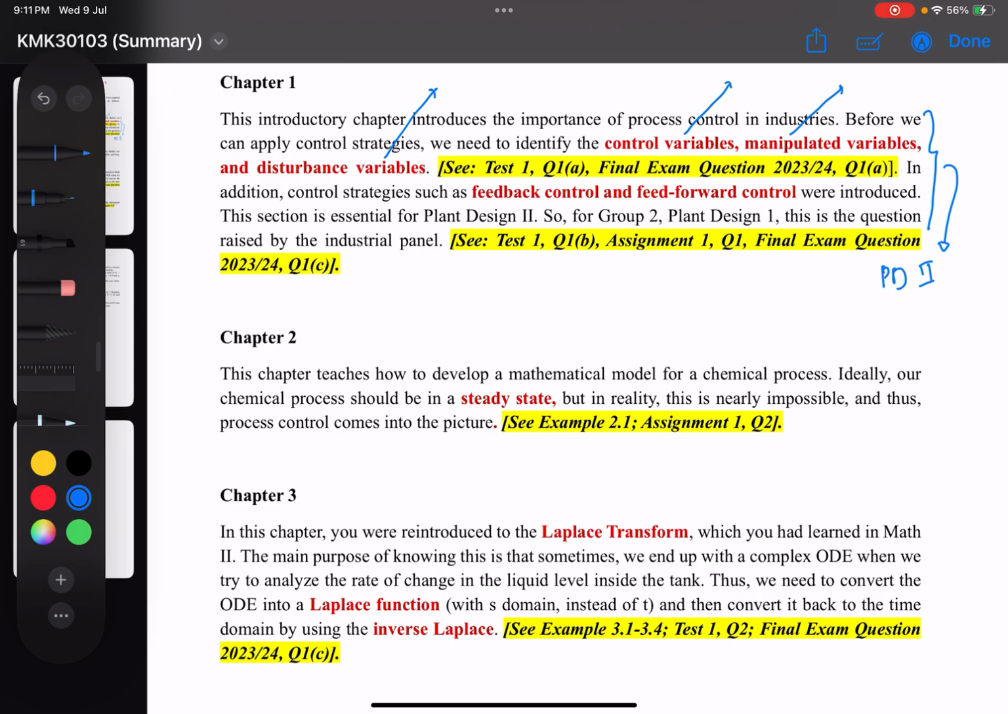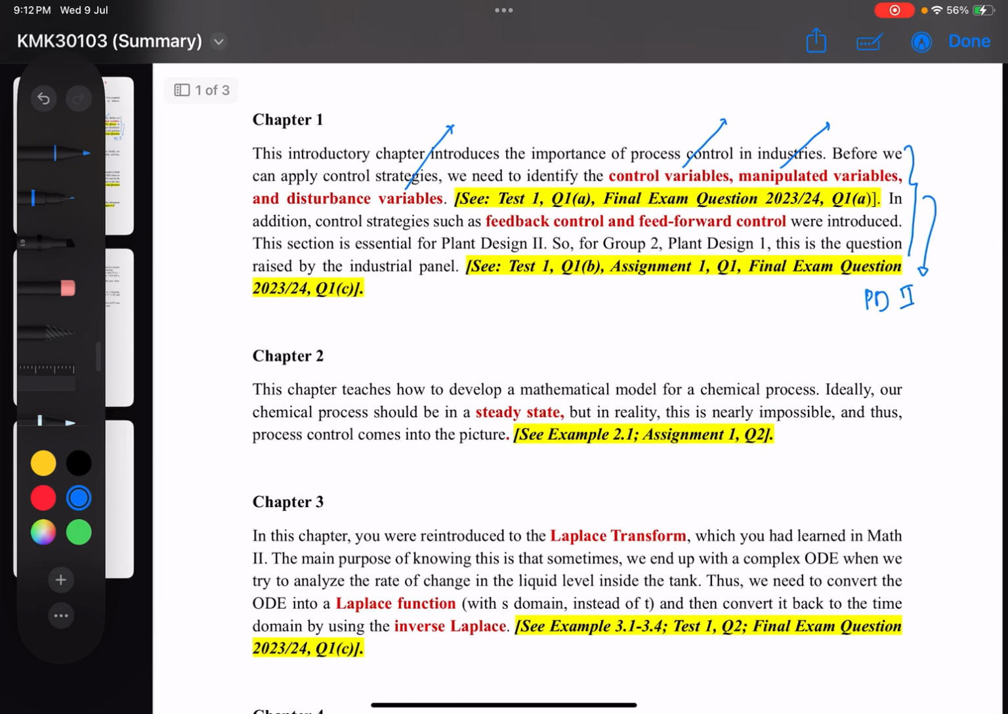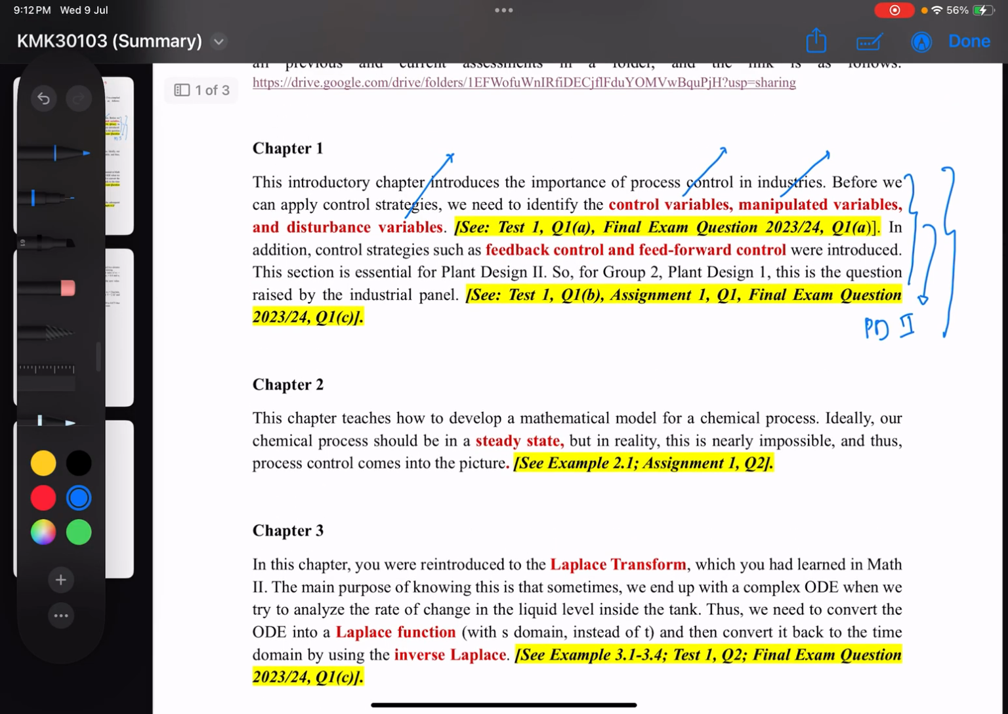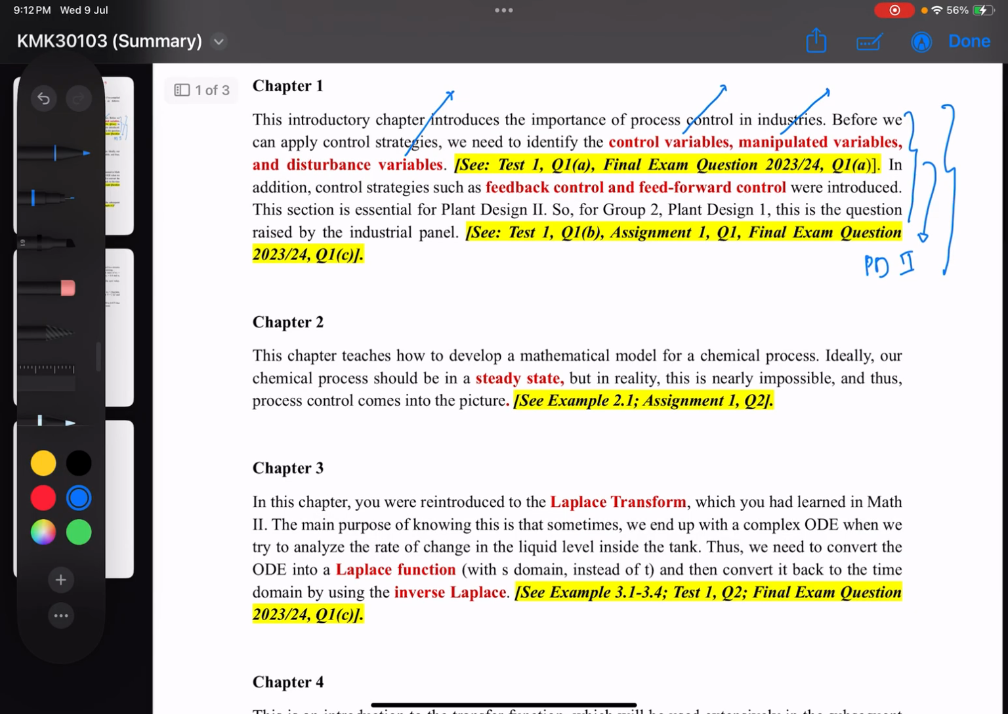Examples of the assessment for the control strategies include test number 1, question 1B, the assignment, and also the previous semester final exam question 1C. This one I'm not going to cover in detail in this video. You can always refer to the previous video, or you can refer to the sample of assessment, which can also be accessed through the Google Drive.